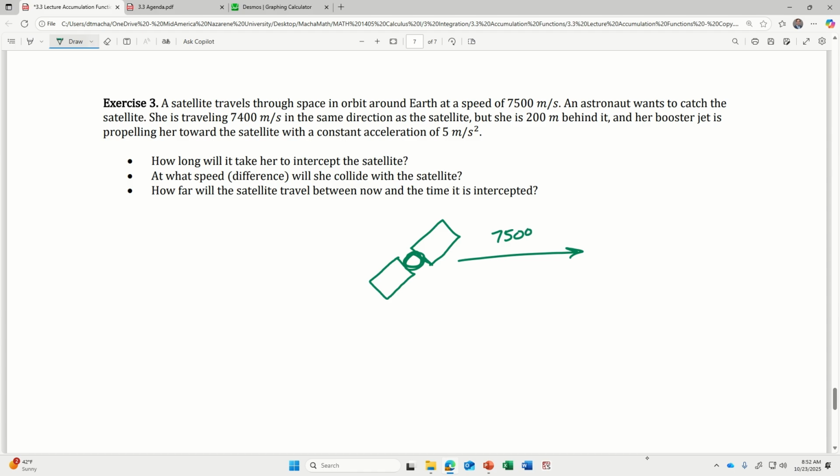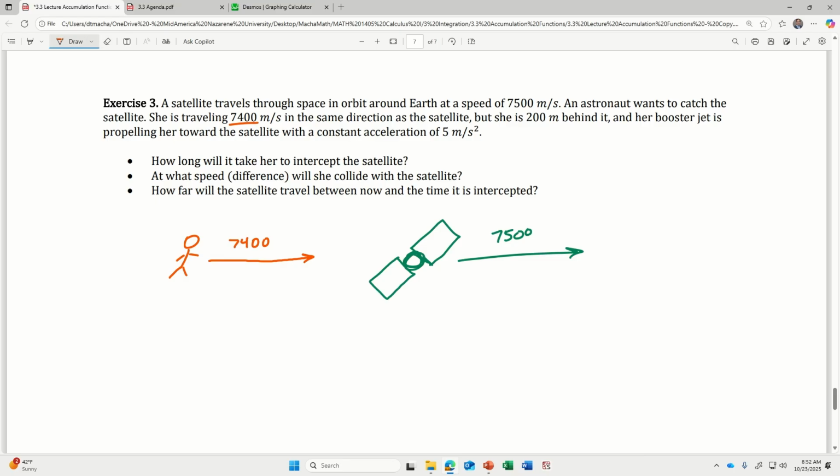An astronaut wants to catch the satellite. So here's our astronaut. She is traveling at a slower speed, apparently. That must be a typo. I gotta fix that. Make that a little bit faster so she could eventually catch it, right? That would be smart. Oh, never mind. I need to be more patient. I need to read the entire problem first. Okay, it's okay that she's traveling a little bit slower in my problem statement.